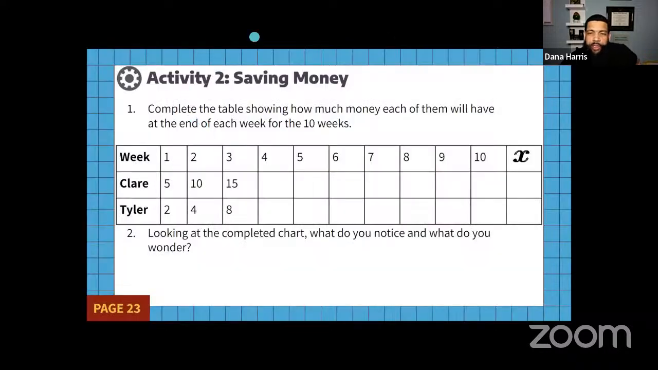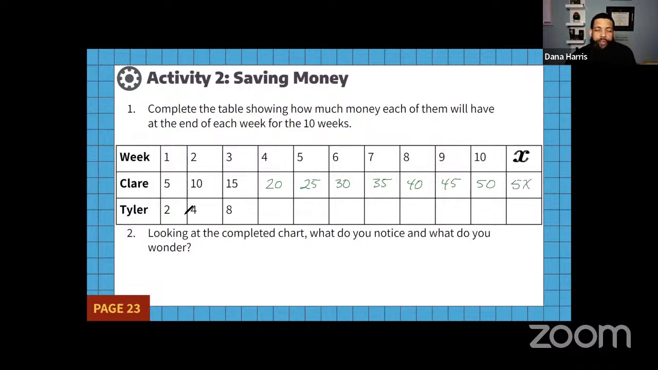Now, notice it said that Claire is going to save $5 each week. So 5, 10, 15, 20, 25, 30, 35, 40, 45, 50. And then we have to figure out, if x is the number of weeks, how do we do that? 5 times 1, 5 times 2 is 10, 5 times 3 is 15. So we simply say 5 times x.